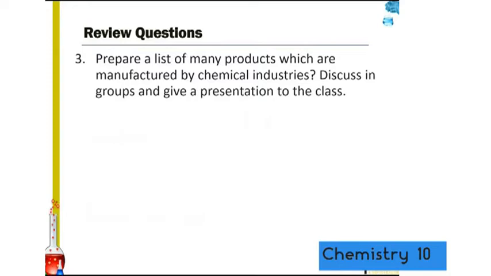Review question 3. Prepare a list of many products which are manufactured by chemical industries. Discuss in groups and give a presentation to the class.